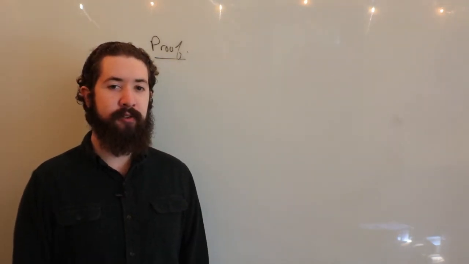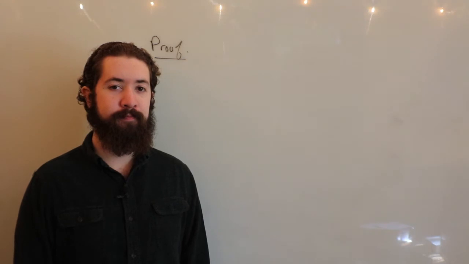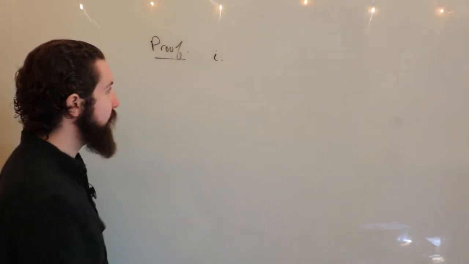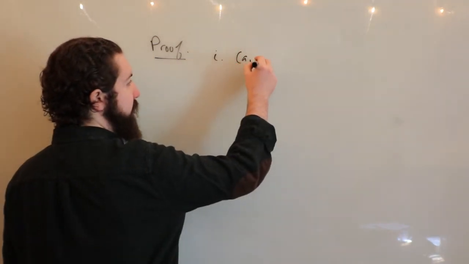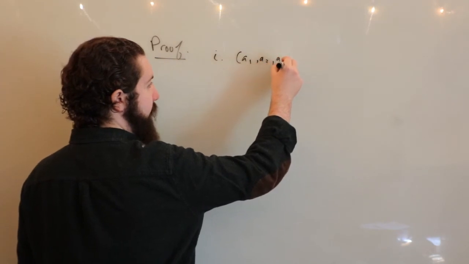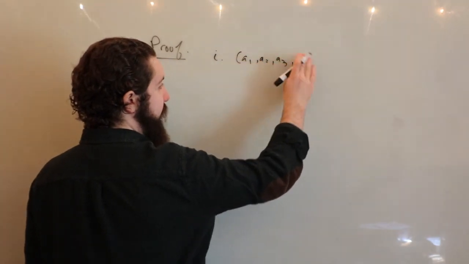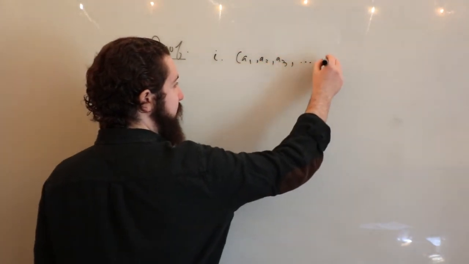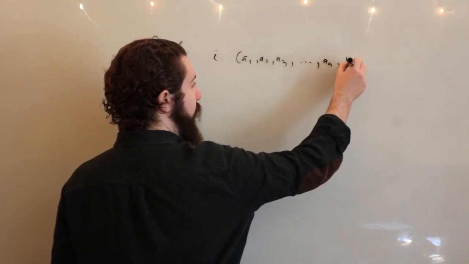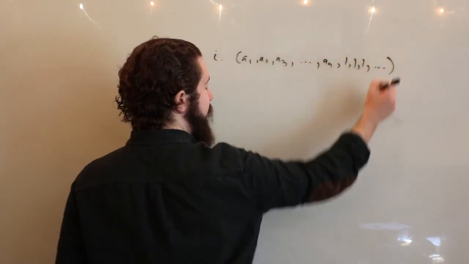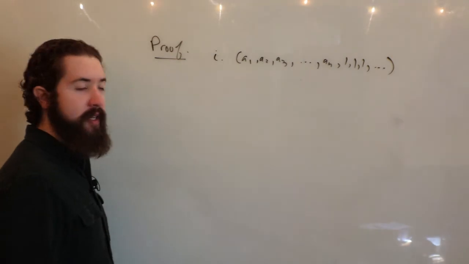To see that this is true, consider the following. Number 1, a sequence A1, A2, A3, let's just say A sub n, 1, 1, 1, and so on. What is this going to get mapped to?